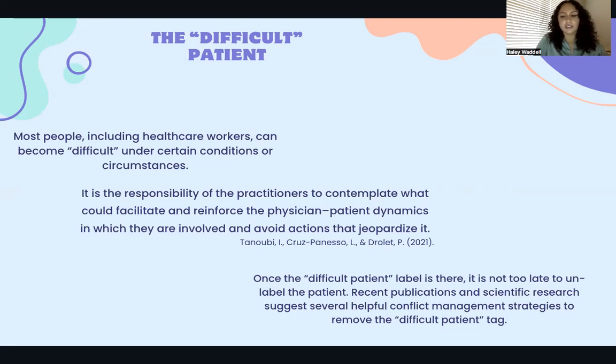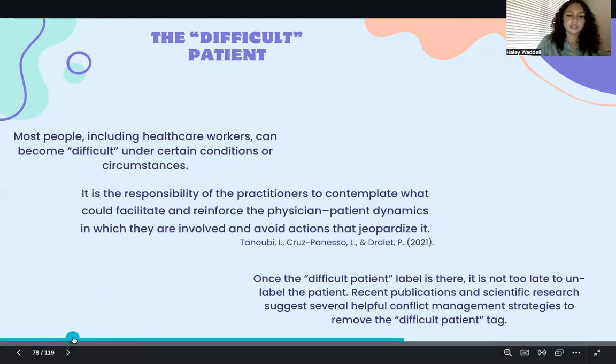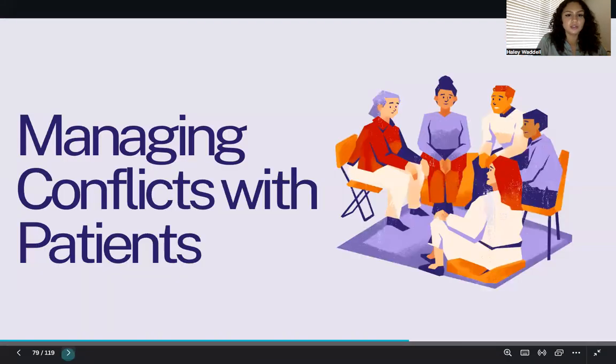Once the difficult patient label is there, it's not too late to unlabel the patient. Recent publications and scientific research suggest several helpful conflict management strategies to remove the difficult patient tag. So there's certain things that you can do to enhance that relationship and make the best out of it, which leads us to managing conflicts with patients.